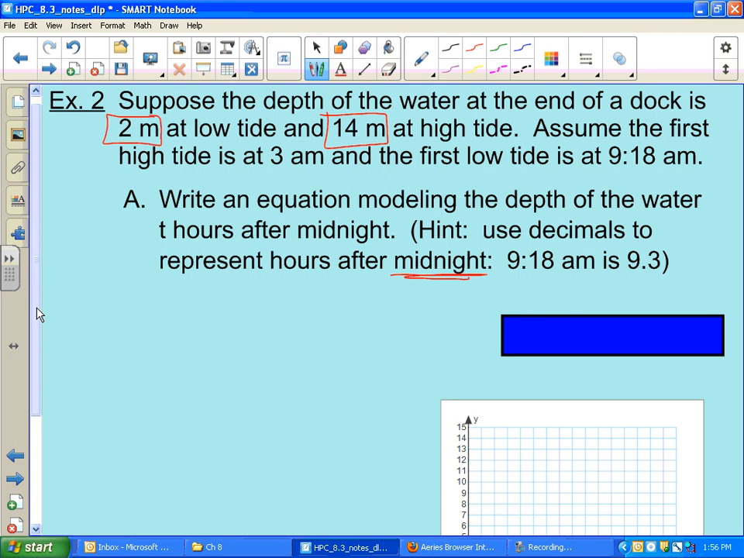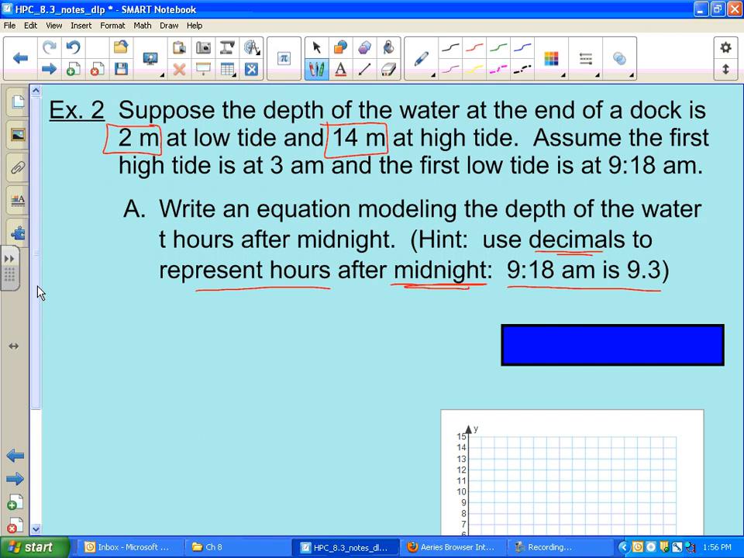All right, so we got a couple things we got to be careful of. We're working from midnight. Midnight is 12 a.m., and then we go 1 a.m., 2 a.m., and so on. But also, we're going to express the hours using decimals. Here's an example. 9:18 a.m. is the same thing as 9.3 hours from midnight. So how do we get the 0.3? 18 divided by 60. Take your minutes, divide by 60. Now you're at a decimal equivalent for hours.